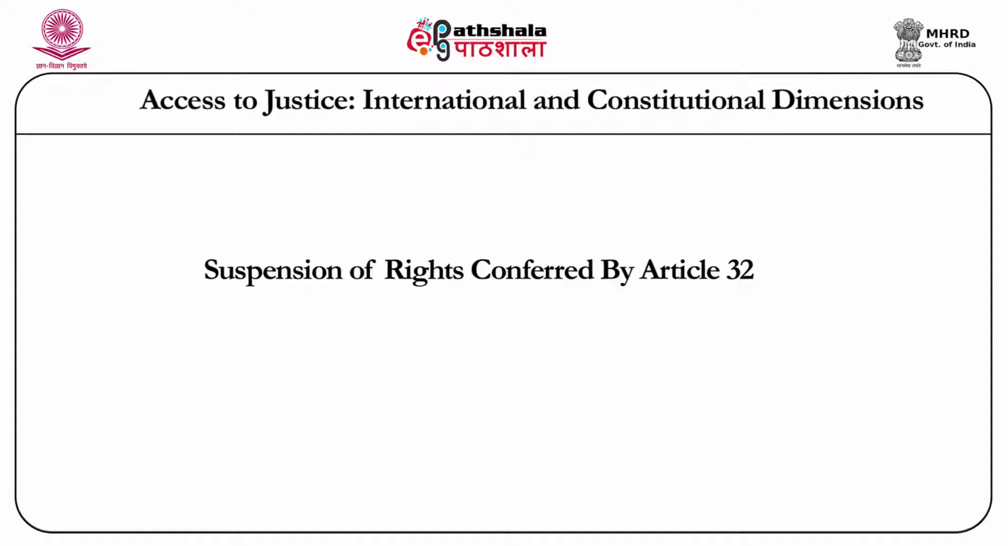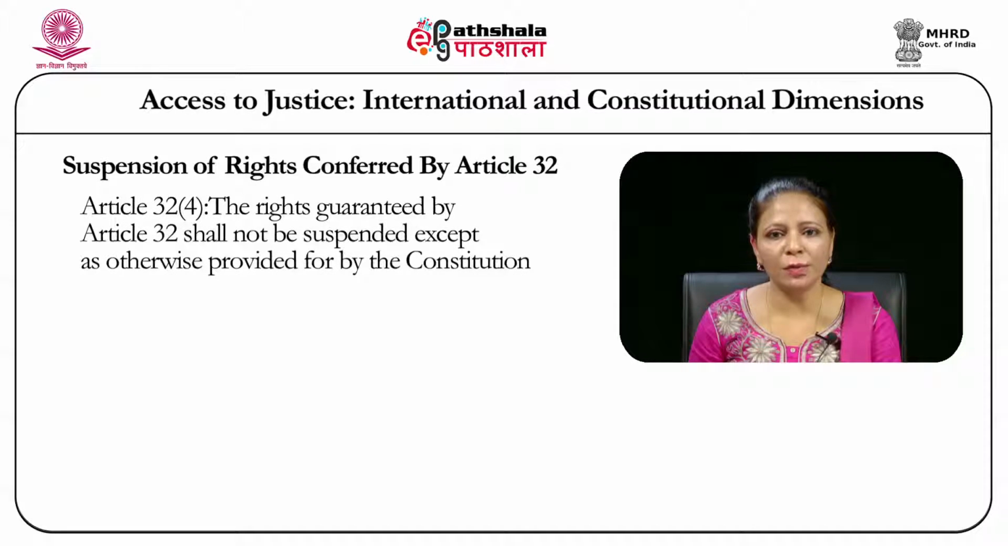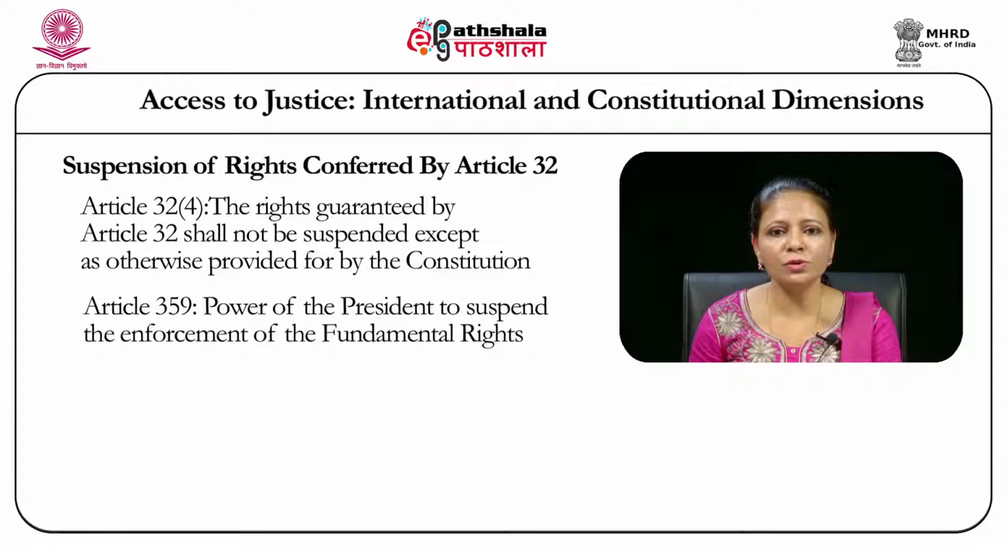Next question is, can the rights guaranteed by Article 32 be suspended in any situation? Clause 4 of Article 32 provides that the rights guaranteed by Article 32 shall not be suspended except as otherwise provided for by the Constitution. Article 359 refers to a situation when the rights guaranteed by Article 32 can be suspended. It is when a proclamation of emergency made under Article 352 is in operation. Under such a situation, Article 359 empowers the President to suspend by order the enforcement of the fundamental rights.